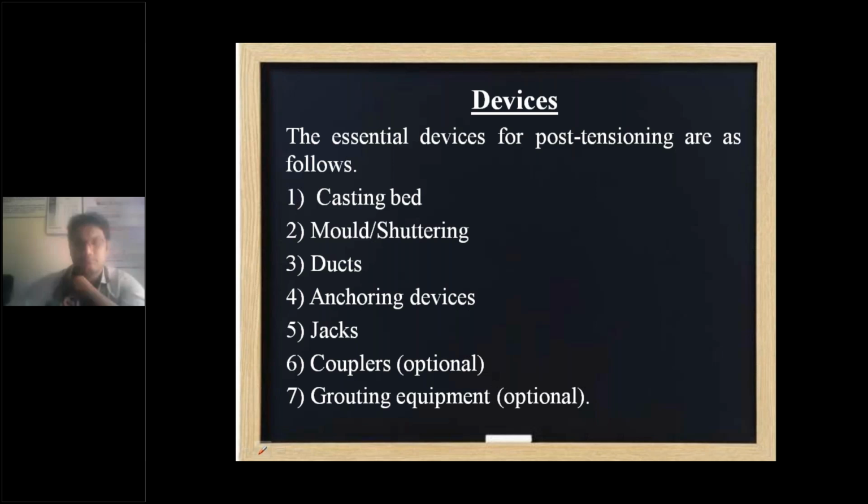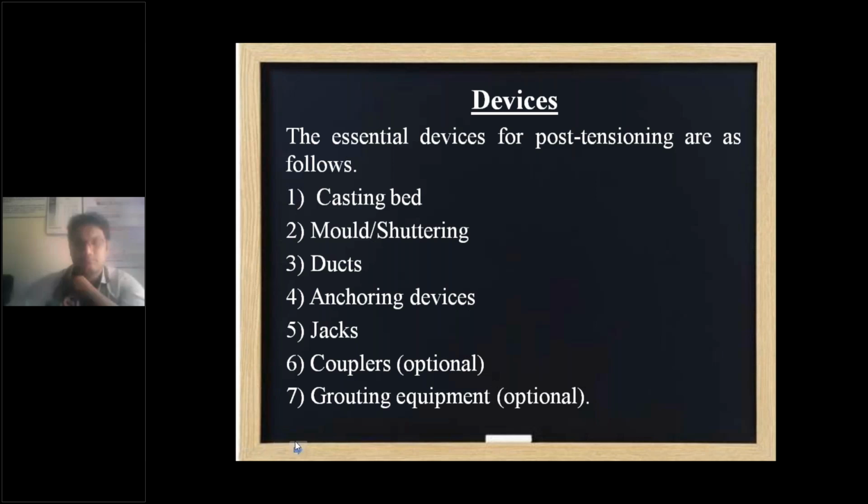Why? Because in pre tensioning, strand and concrete are bonded together, but in post tensioning there is no bond between strand and concrete. So there is a gap between strand and concrete, where the duct is supposed to be filled with some cement slurry. Like that, grouting equipment is also needed for post tensioning.